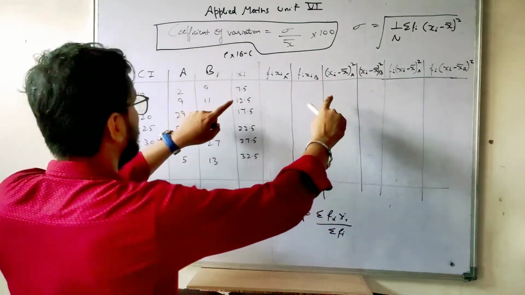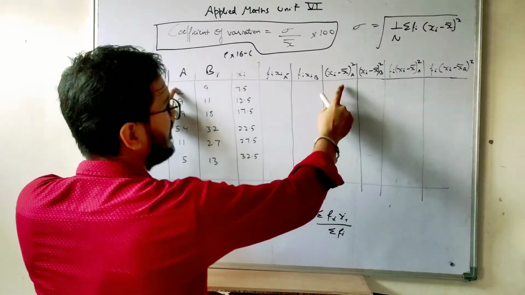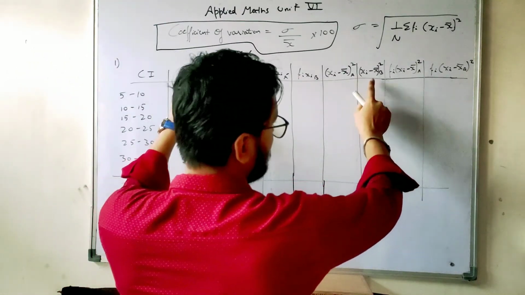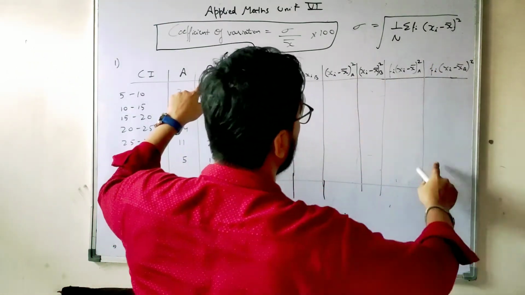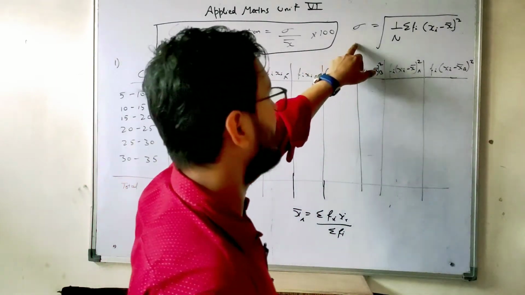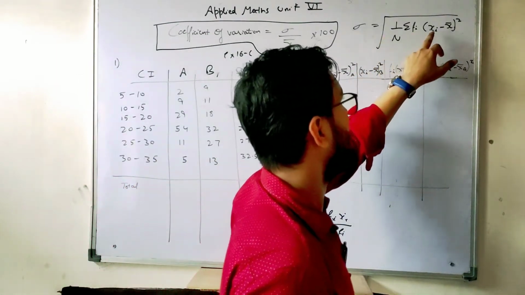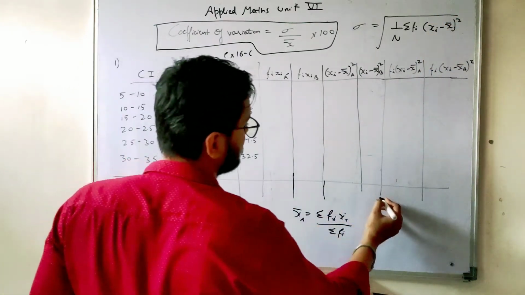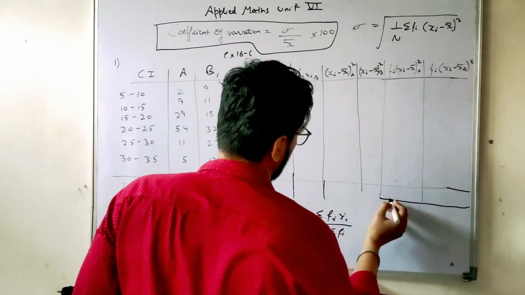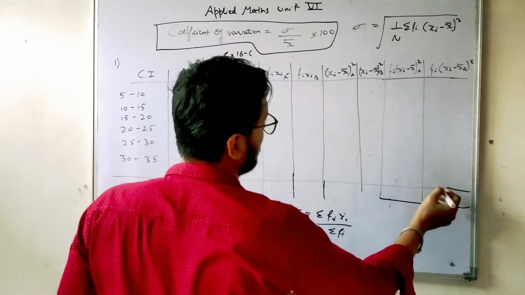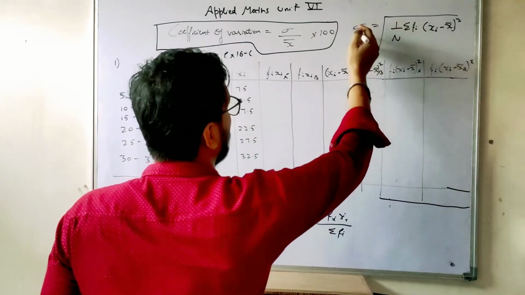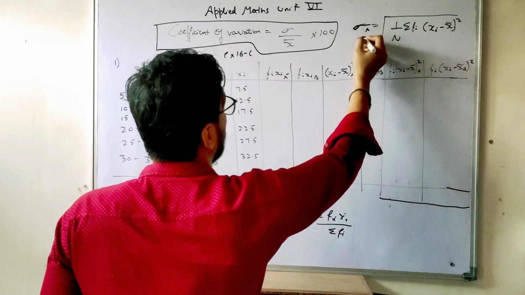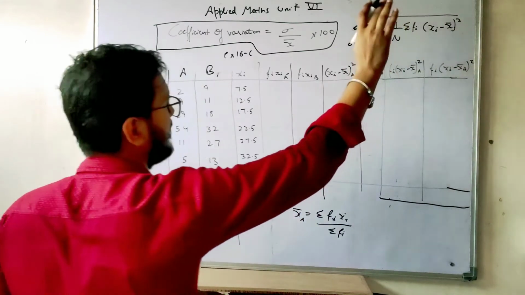Now Fi for A multiplied by this will be written here. Fi for B multiplied by this will be written here. So the standard deviation formula is the square root of 1 upon n sigma Fi (Xi minus X bar) whole square. So write the sum here. Whatever total values you get, put the values into this and find the standard deviation for A and the standard deviation for B.